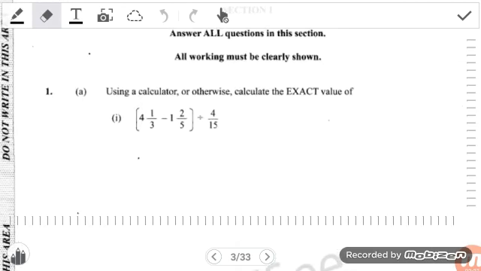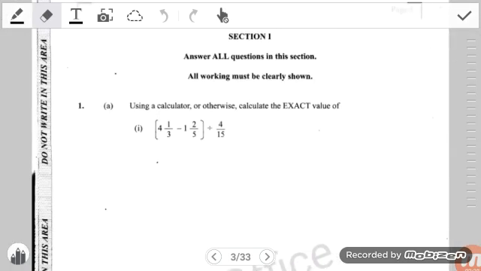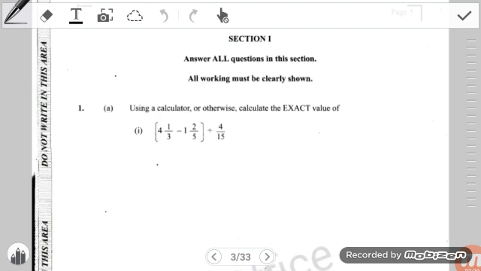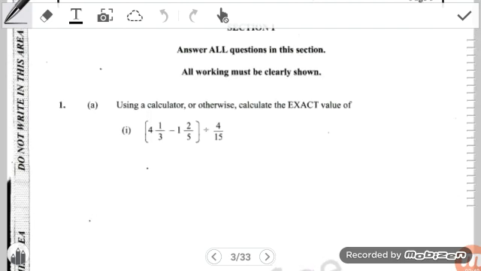All right, so let's get into the question, guys, and let's see how much we can learn from this, starting with question 1A, the usual fractions and decimals and that kind of stuff. All right, so what we have here is that we're using a calculator or otherwise to calculate the exact value of 4 1/3 minus 1 2/5, in brackets, divided by 4/15.